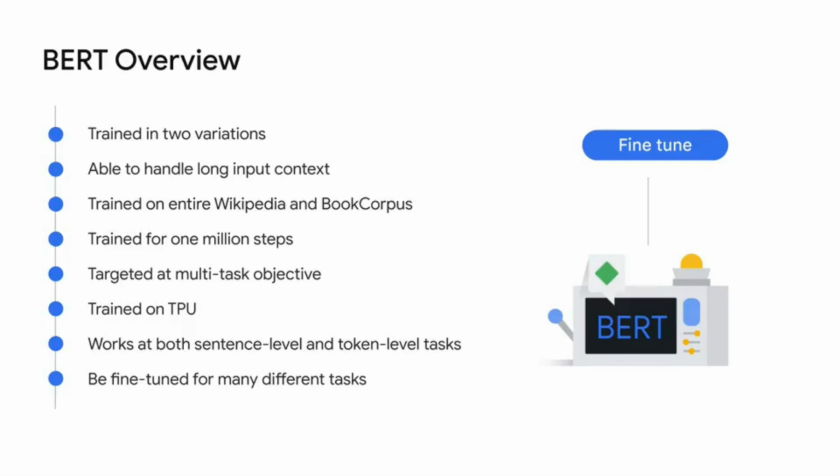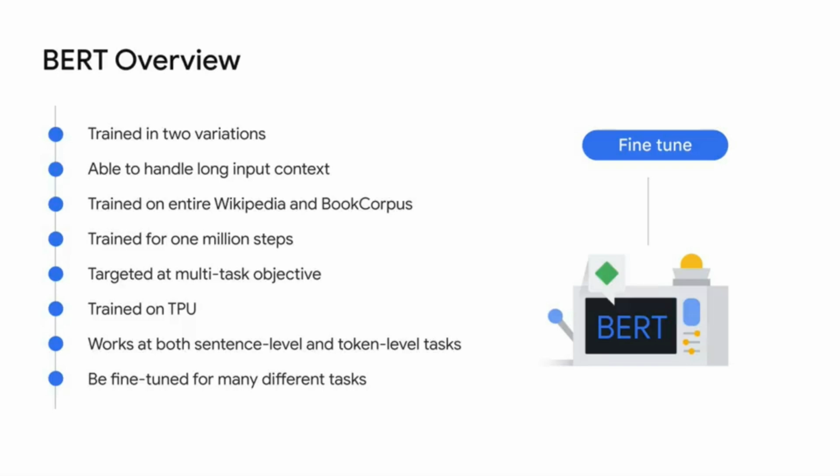BERT was trained in 2 variations. One model contains BERT base, which had 12 stack of transformers with approximately 110 million parameters, and the other, BERT large, with 24 layers of transformers with about 340 million parameters. The BERT model is powerful because it can handle long input context. It was trained on the entire Wikipedia corpus and books corpus. The BERT model was trained for 1 million steps.